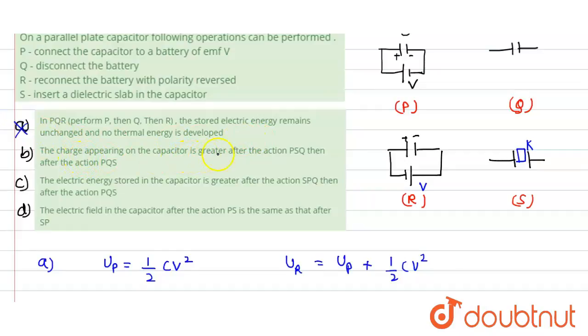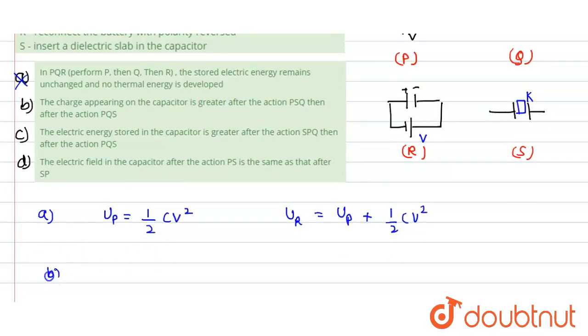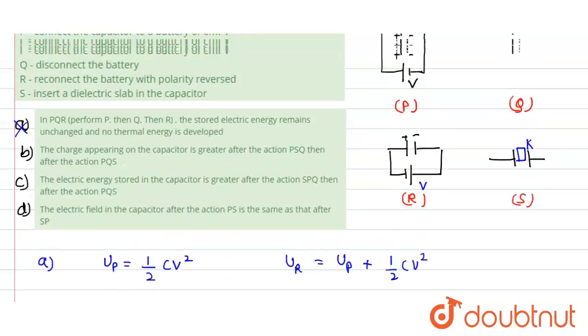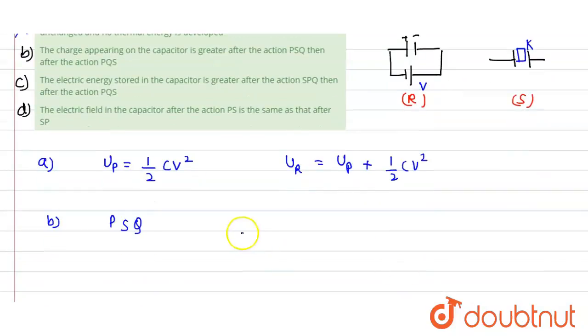Now the charge appearing on the capacitor is greater after the action PSQ. That means P is this part, so we just represent our B. Now in the operation PSQ, let us check what would be the charge. In the operation P, the charge would be equal to C into V.